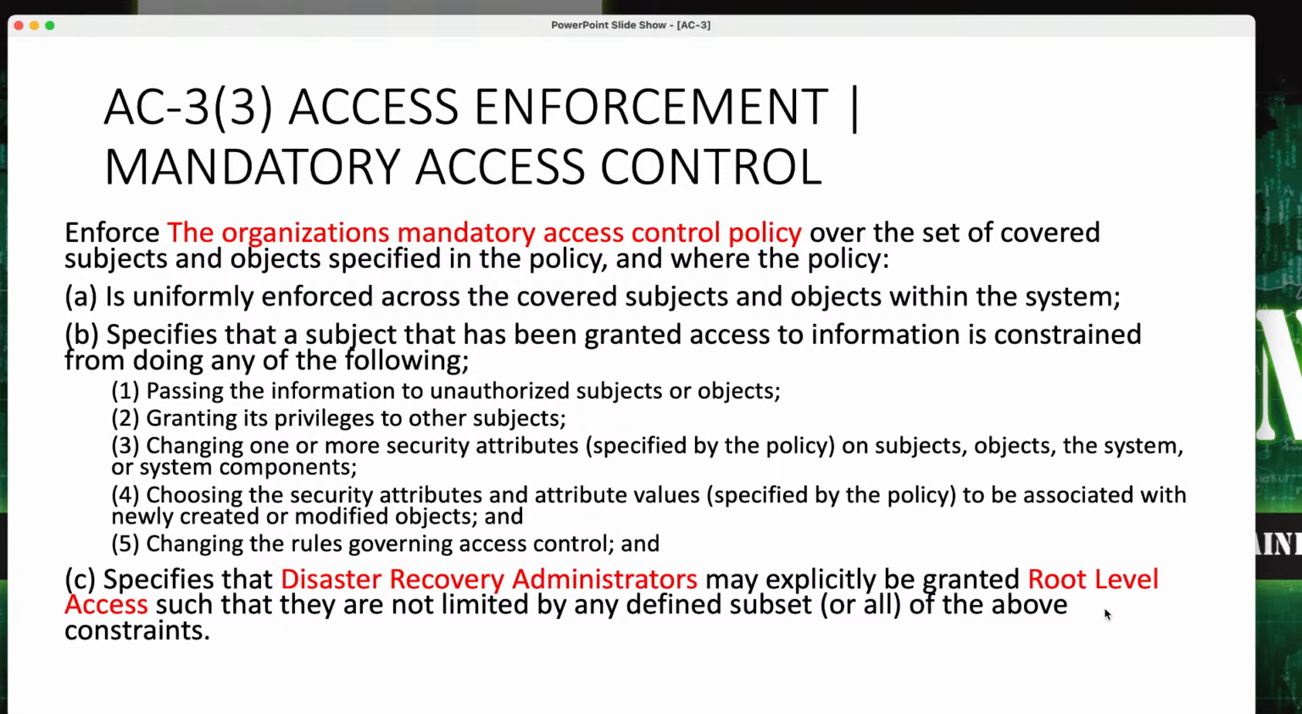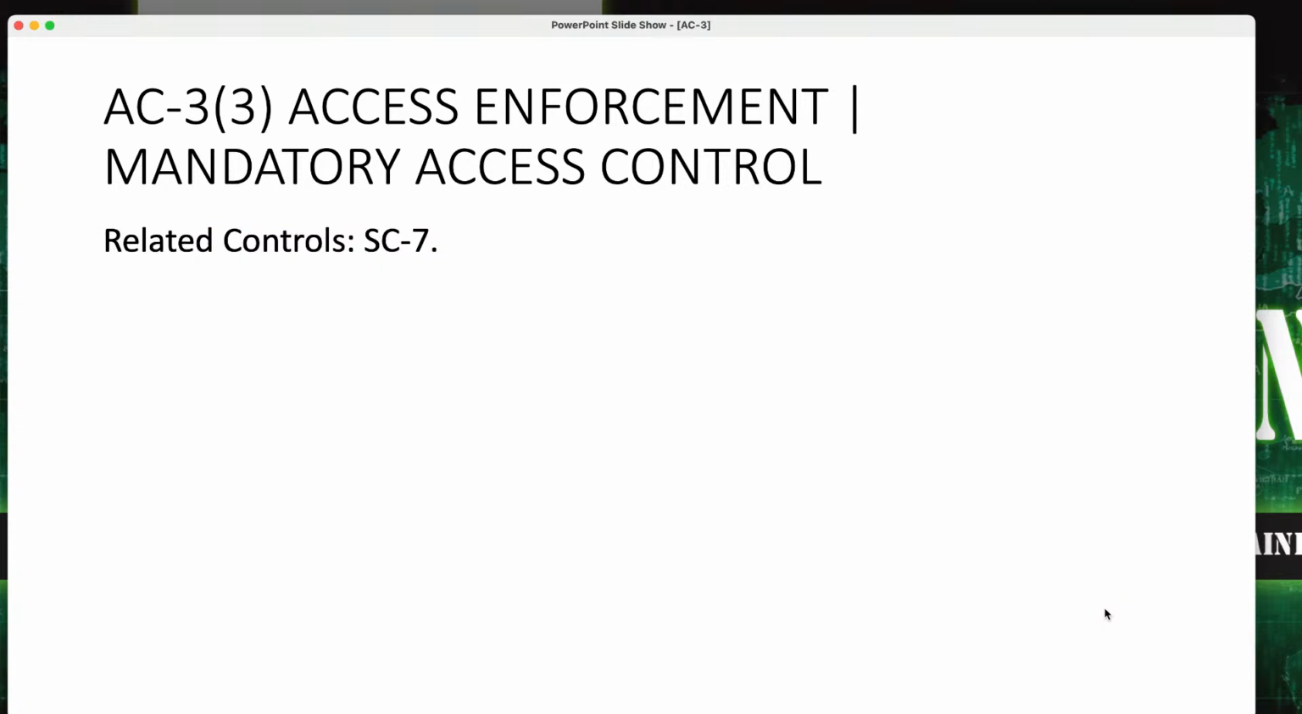And then the other one we get down and see, we have: specify that disaster recovery administrators may be explicitly granted root level access, such that they're not limited by any subset or all of the above constraints. We're just drawing out, this is a fictitious example. This could be different, and I expect it to be different for your organization. So that's how the control may look to you for mandatory access control, or MAC.